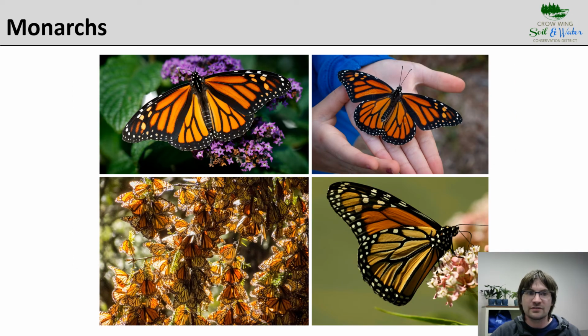Monarchs are the next native insect we're going to talk about. Monarchs are large, beautifully colored butterflies that are easy to recognize by their orange and black and white markings. The wingspan of a full-grown monarch can reach nearly 5 inches. The most amazing thing about the monarch is the enormous migration that North American monarchs undertake each year.